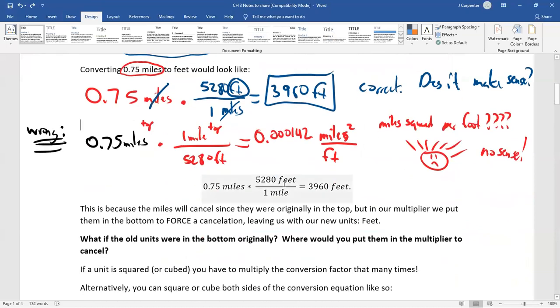Okay, so here's just that same math typed out. Your 0.75 miles, your times. We make sure that the mile goes in the bottom. Then we throw all the numbers in. You'll see your miles cancel. The only unit you have left is feet, which is why that's feet. And then the written explanation of everything I just said.